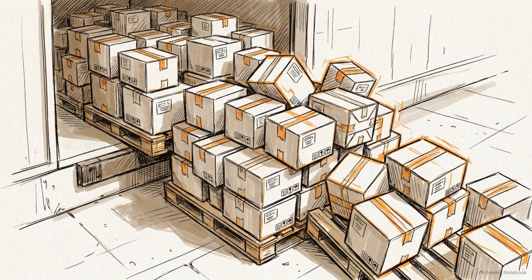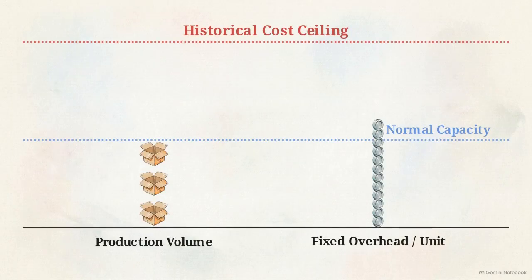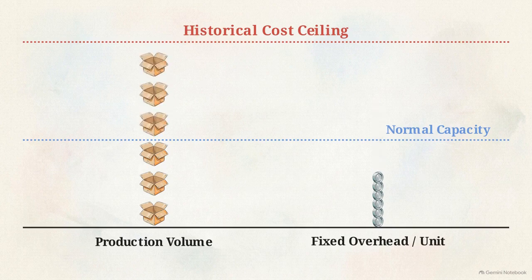The treatment flips during periods of abnormally high production. When output exceeds normal capacity, the amount of fixed overhead allocated to each unit is deliberately decreased. This ensures that the inventory is never measured at an amount above its actual historical cost.